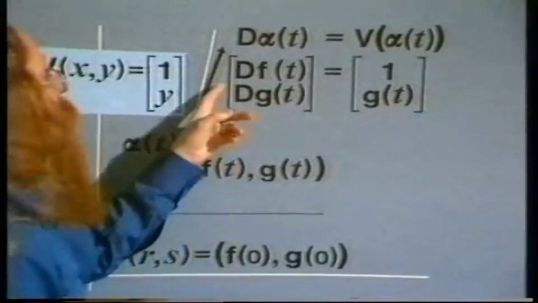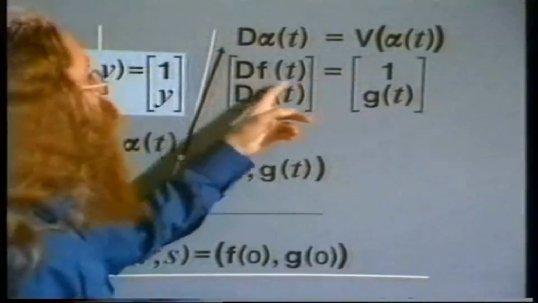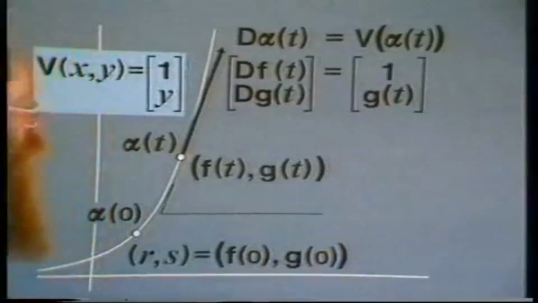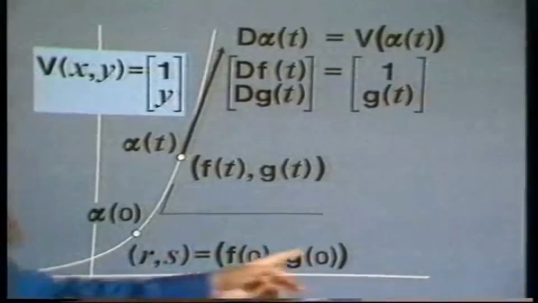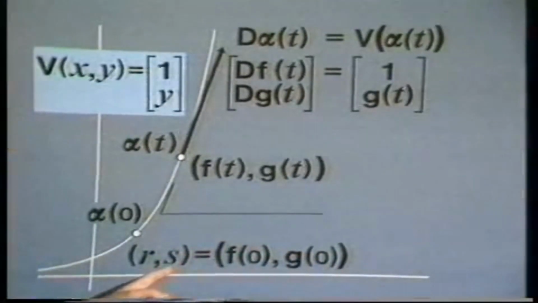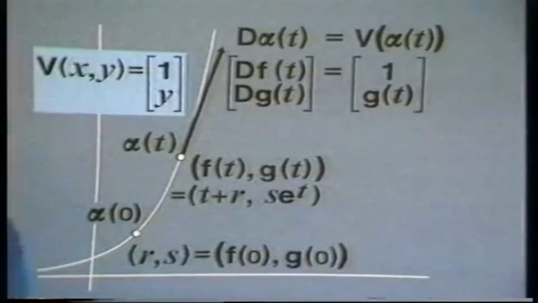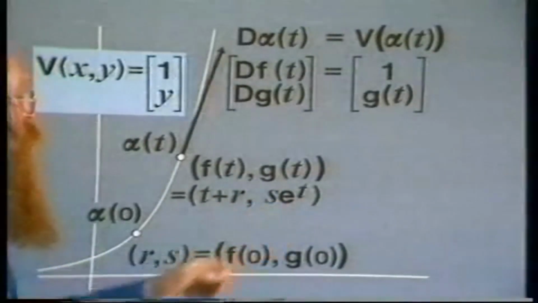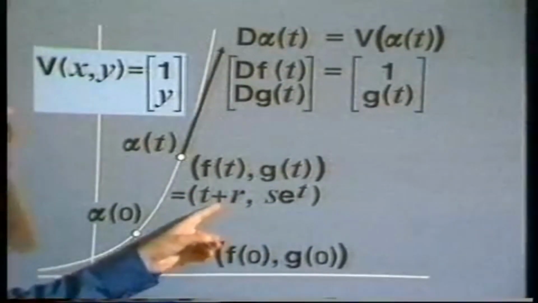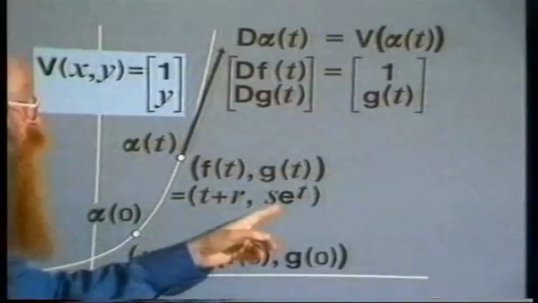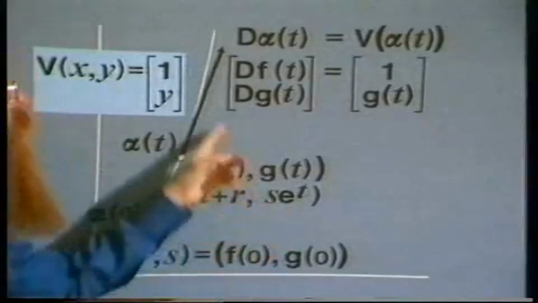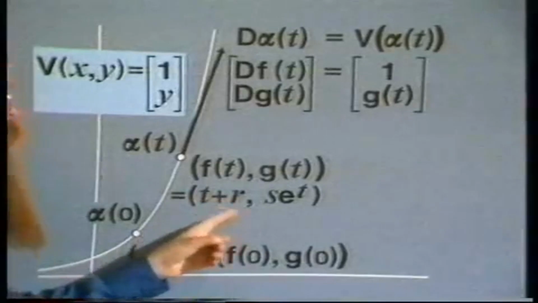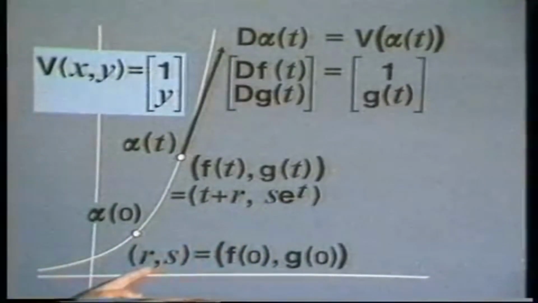So we're going to need to satisfy these two differential equations, that is df of t equals 1 and dg of t equals g of t. And of course we want f of 0 equals r and g of 0 equals s. Well, these functions do just that. t plus r and s times e to the power t satisfy these conditions because when we differentiate this, we get 1, and when we differentiate this function g, we get itself as required. And if we set t equal to 0, here we get r and here we get s, again as required.